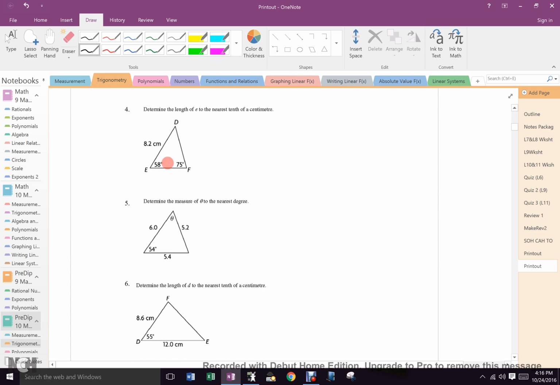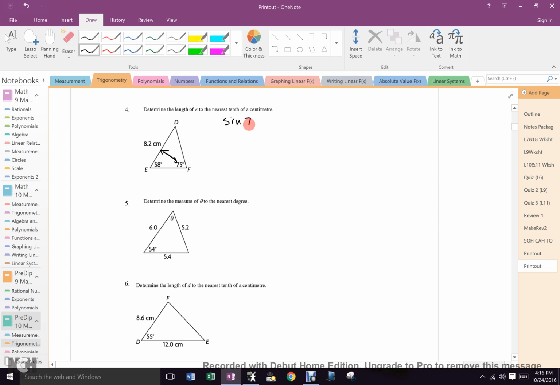Okay. I need to find E. Where is E? Right there. So this is cos law, because I got no pairs. So E squared equals... Oh, I lied. I'm the worst kind of liar. I do have a pair right there.